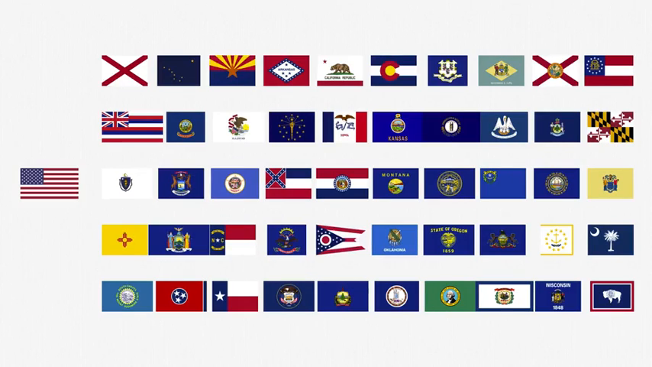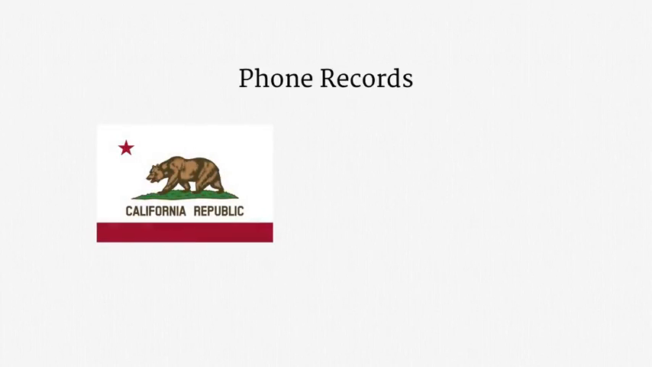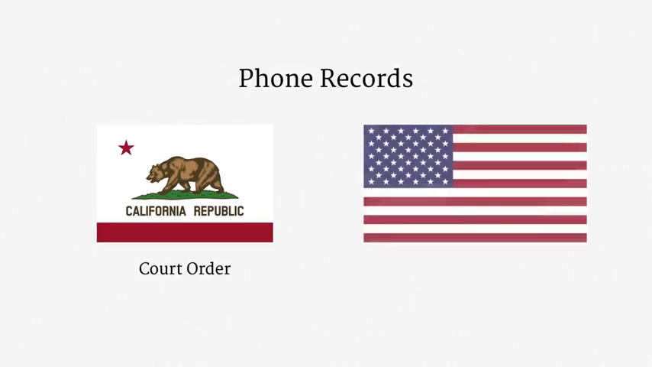Let me give a concrete example. Suppose a law enforcement officer is investigating a California resident and wants to pull that person's recent phone records. Under the California Constitution, as interpreted by the California Supreme Court, a court order is required. So, if that officer is state or local police, they need to talk to a judge first. Under the United States Constitution, however, the Supreme Court has said that no court order is required. If the officer is federal, such as an FBI special agent, then they can use a judge-free investigative tool. So, there's a simple example of how state law can be more protective than federal law.